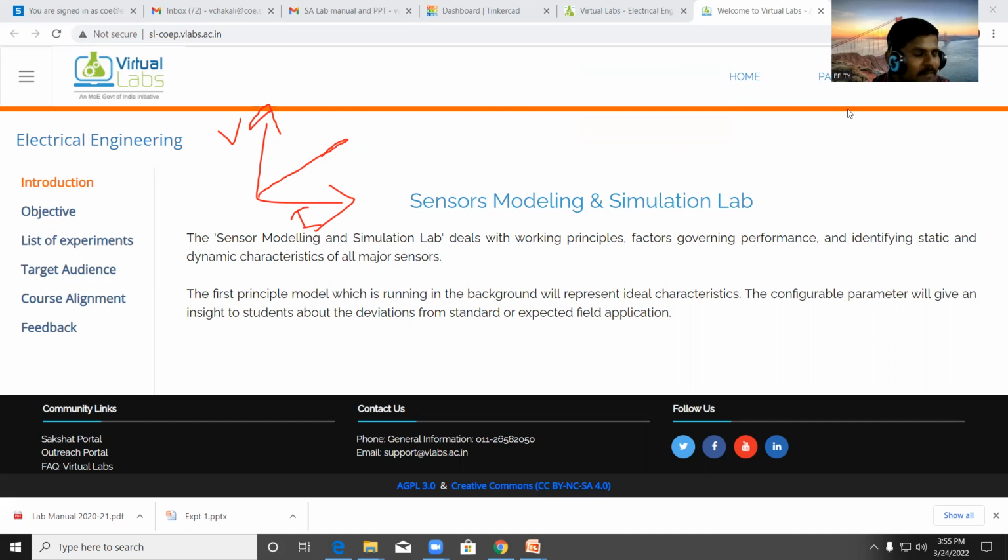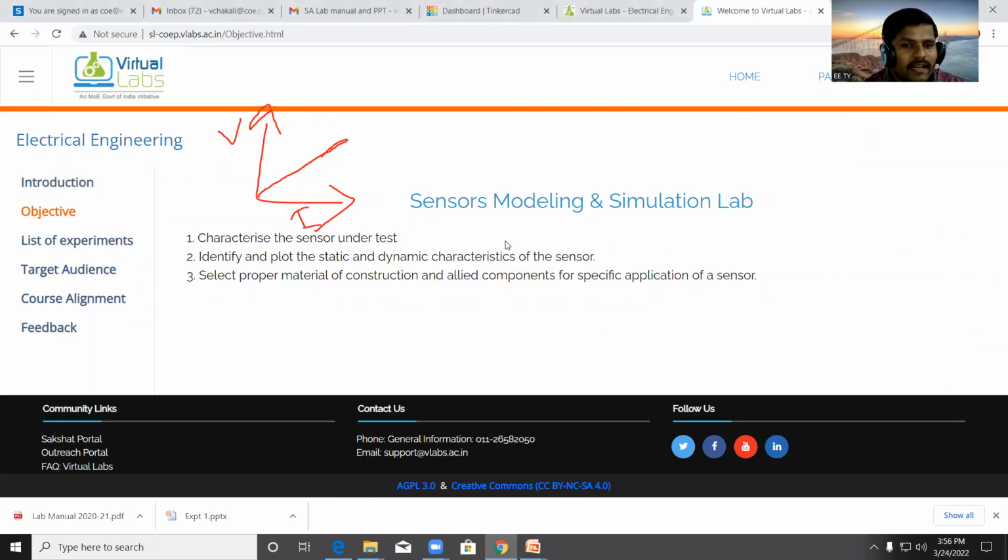Okay, that means there is somewhat of a deviation, or it may be different. We are using an ideal sensor here. The sensor is ideal, we are considering, and there is a standard and expectation, but in field application there is somewhat of a deviation. So this is the main objective, or main introduction, related to that subject.